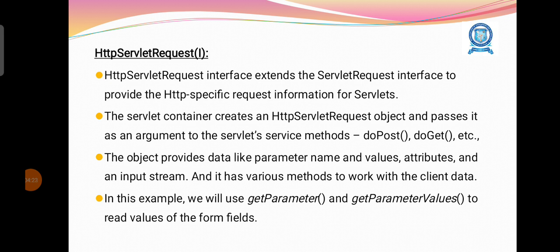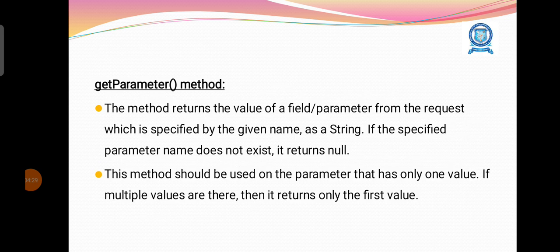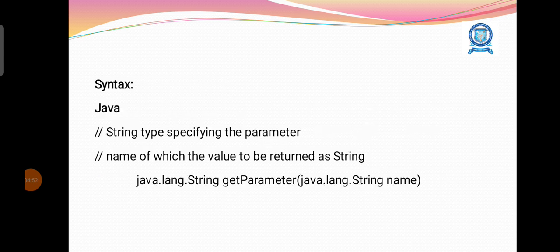In this example, we are going to use the getParameter and getParameterValues methods to read values from the form field. The getParameter method returns the value of the field or parameter from the request, which is specified by the given name as a string. If the specified parameter name does not exist, it returns null. This method should be used on a parameter that has only one value. If multiple values are there, then it returns only the first value. For example, let us see the syntax in Java. String type specifying the parameter, which is the name of the parameter whose value is to be read, will be declared as a string.